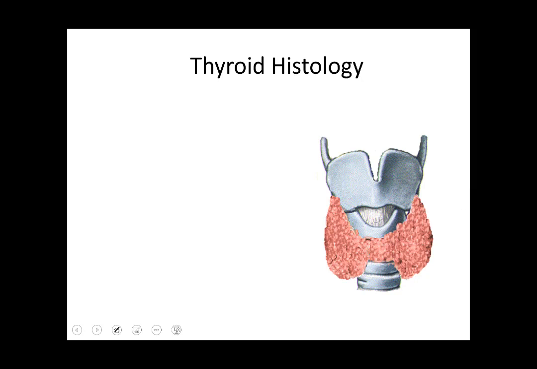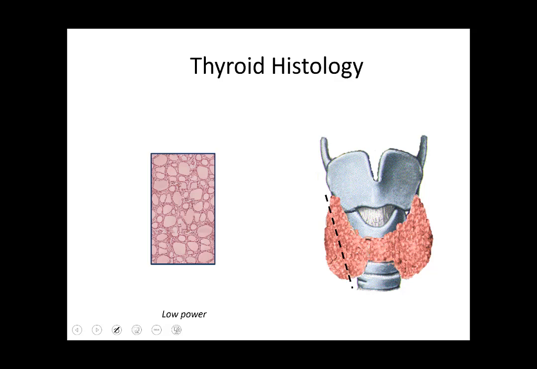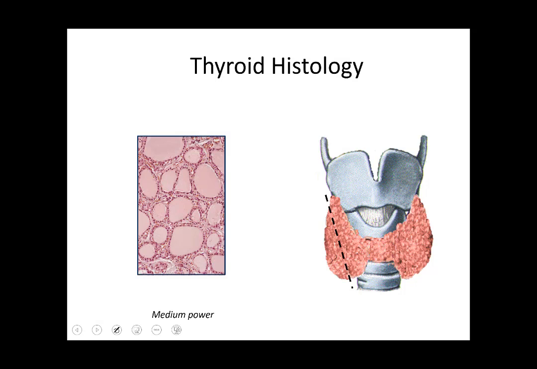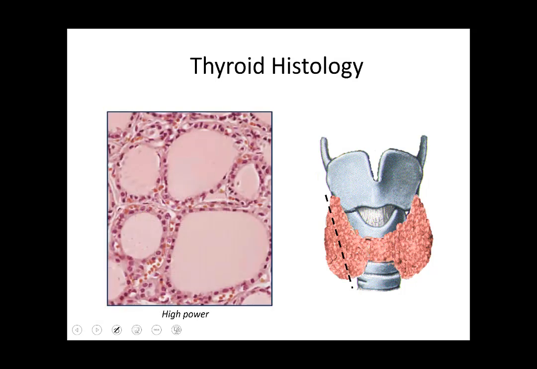Again, the histology is what we're going to be looking at later today. We're looking at the thyroid gland under low power, and you're seeing lots of circles everywhere. Then when we finally get to a higher power, we're looking at the cells, and we can see some cuboidal cells that make it up. The whole circle itself is known as a follicle. Each one of these little circle patches is a follicle.